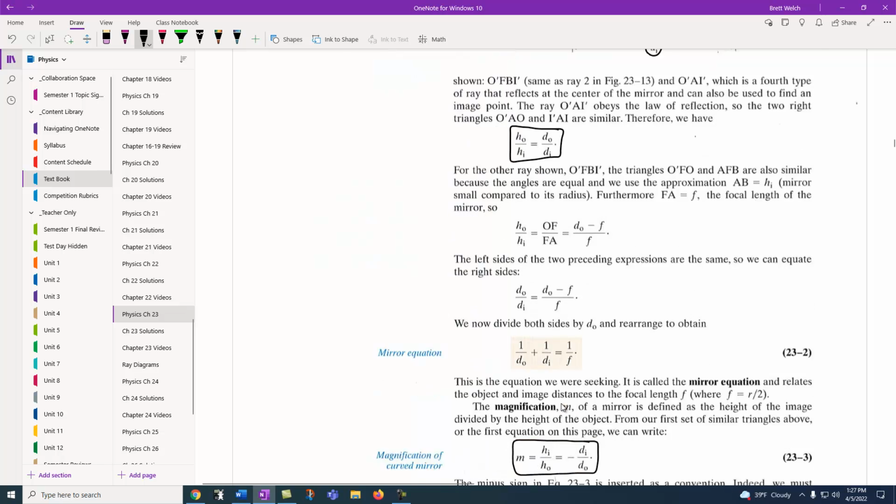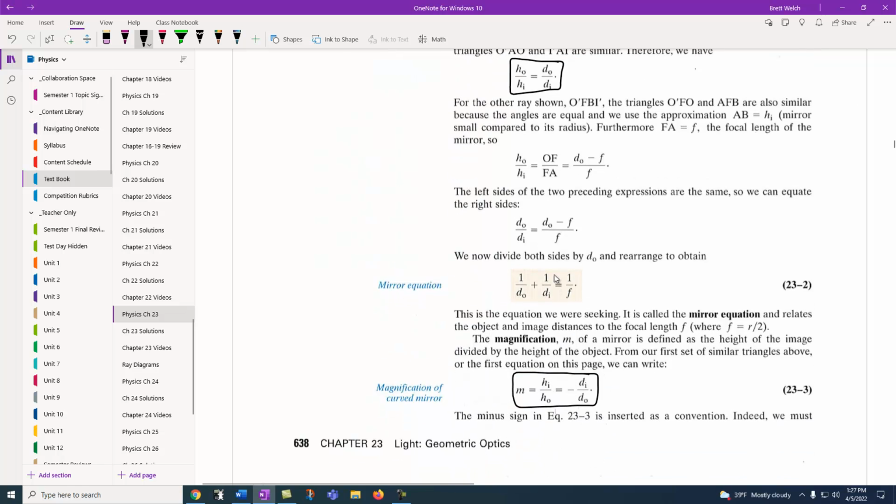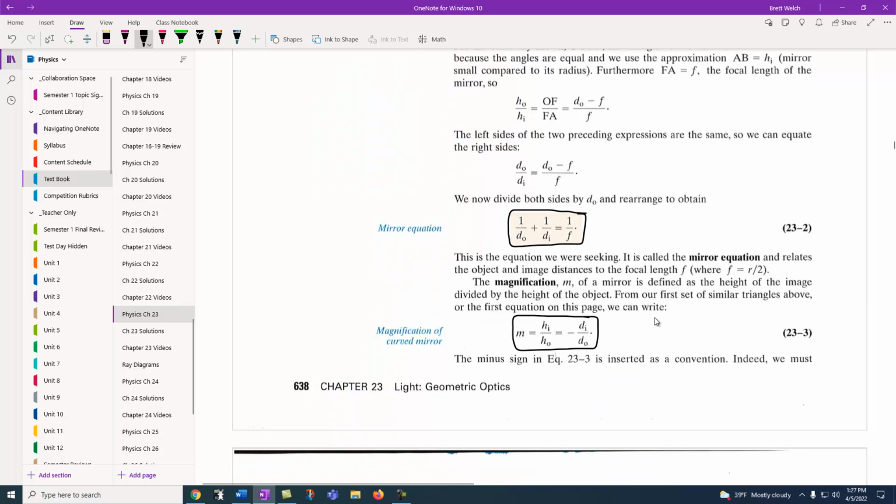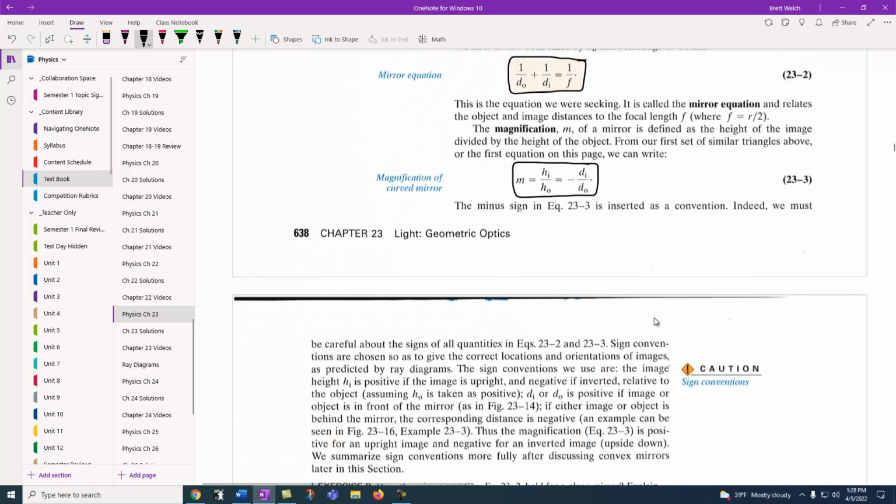The other thing that we need to have is this mirror equation. We'll see this equation used in lenses and in mirrors, but this allows us to relate a predicted image distance to our object distance and our focal length. If we know the focal length and we know how far away our object physically is, we can predict where the image will occur. And it's 1 over DO plus 1 over DI equals 1 over F.